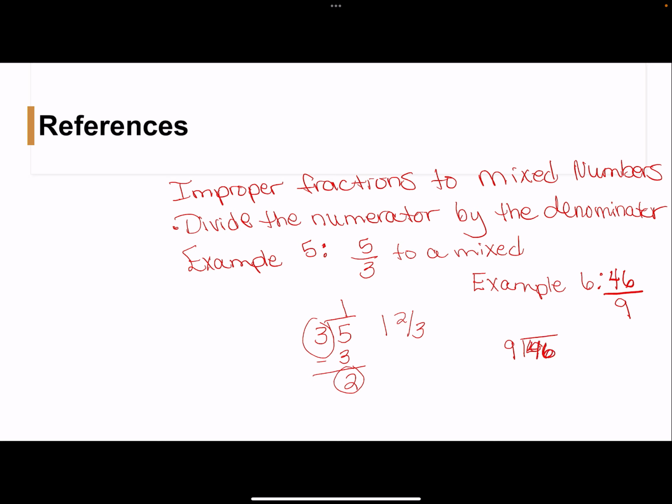So 9 goes into 46 5 times. 5 times 9 is 45, so I'm going to subtract that product and I get a remainder of 1. So we're going to put that remainder as the numerator of the fraction part, 1 over our denominator. So the answer to example 6 is 5 1/9.